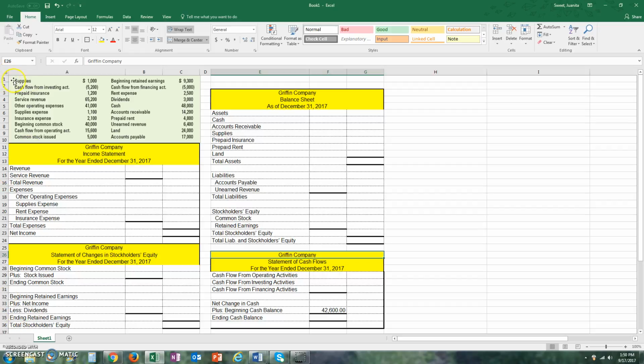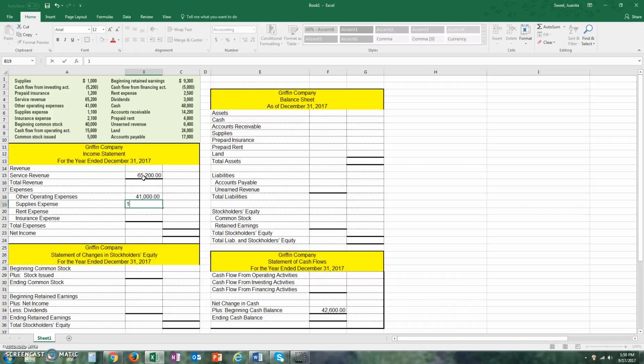So starting out down the list, supplies, cash flow, prepaid, service revenue. I have service revenue of $65,200. The next thing I see is operating expense, $41,000. Supplies expense, $1,100. I have no rent yet. Insurance expense there, which is $2,100. Keep looking. And there's the rent expense of $2,500. They're in random order. Okay. Now I don't see any more expenses.